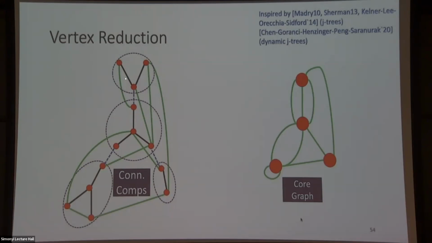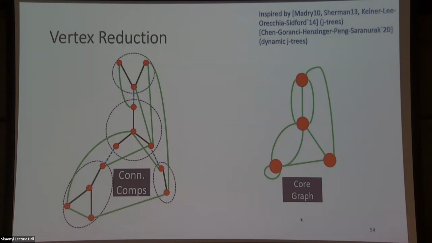So all the black edges disappeared. All the green edges become mostly across components. They can still be in a component, but then it doesn't matter. I've not drawn the dashed blue edges, but you get this core graph by contracting. So it could be a much smaller graph. If you've deleted k edges, this only has k plus 1 vertices. So it's a much smaller graph.